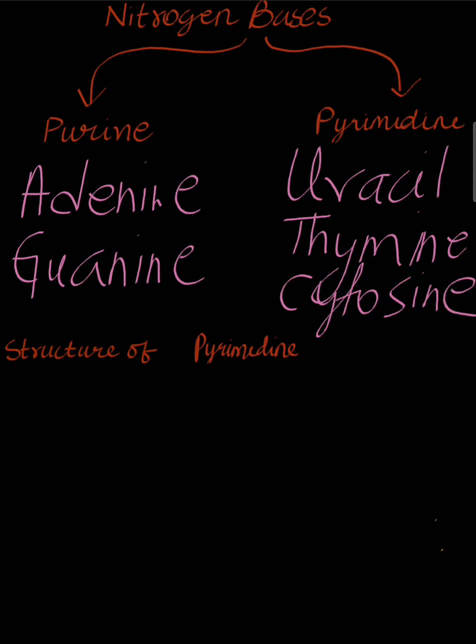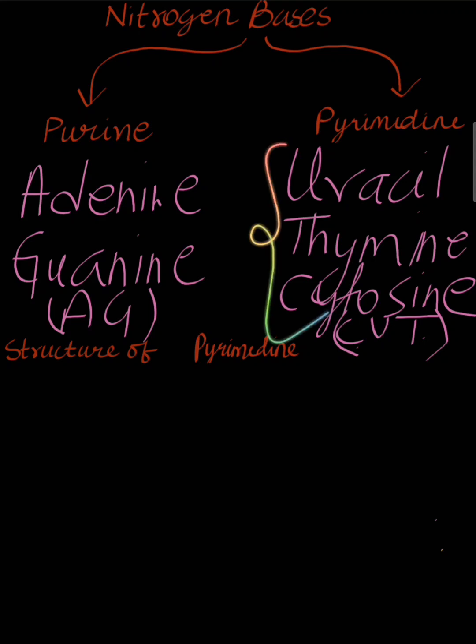So if I want to make a shortcut, I can say that this is AG and this could be CUT, cut: cytosine, uracil, and thymine, right? So now let us see the structure of pyrimidines first. So CUT. I'm going to start with uracil.